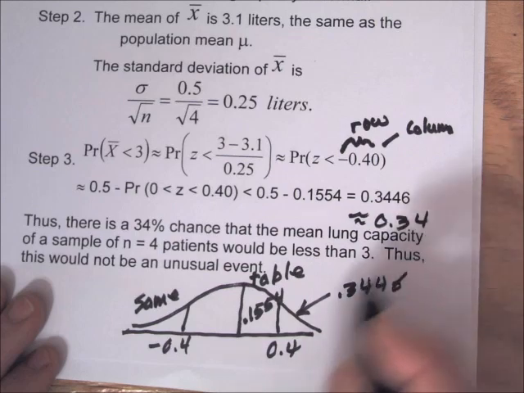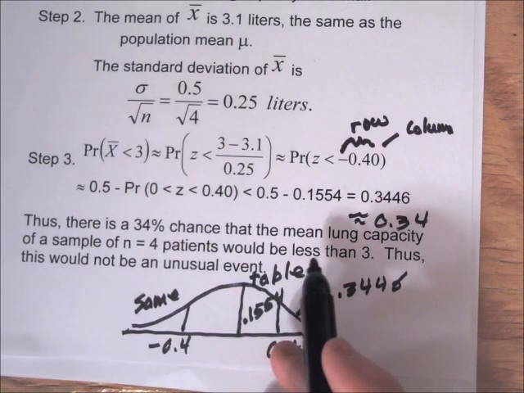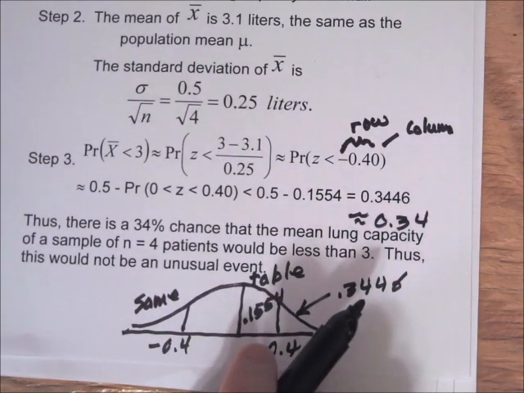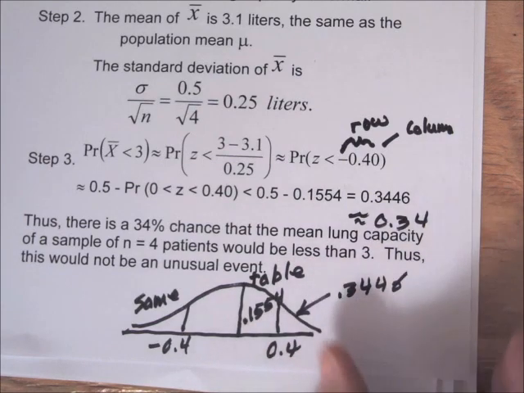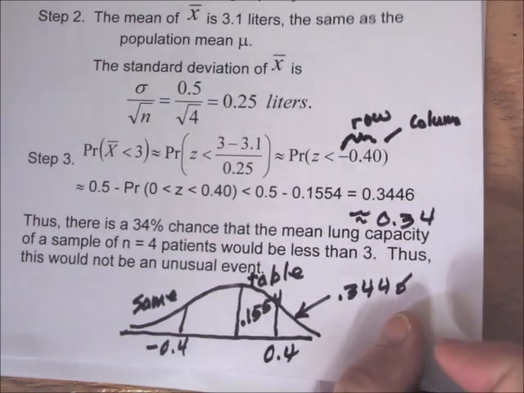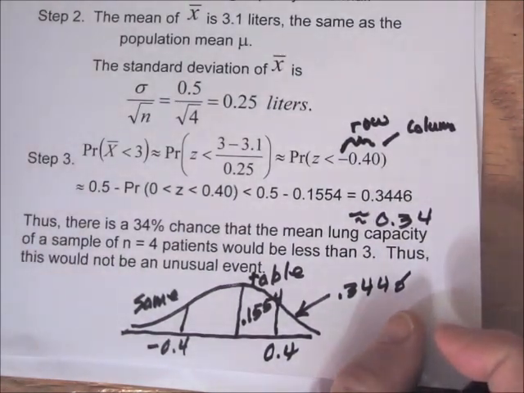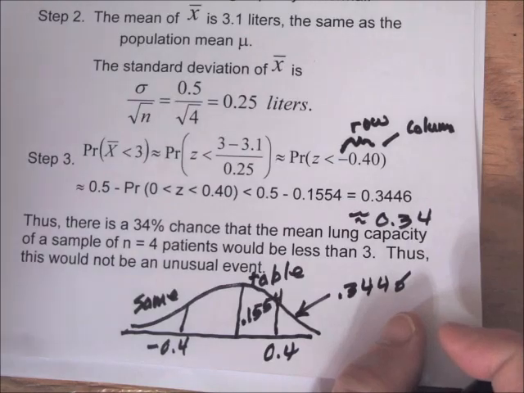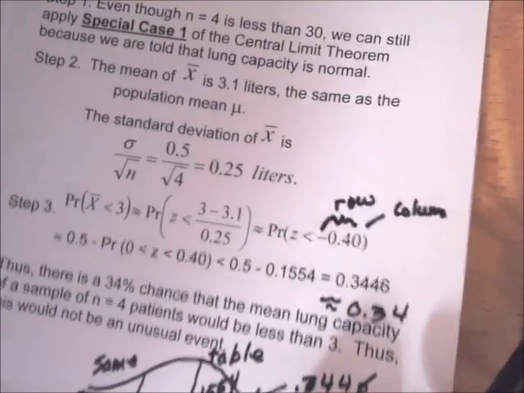So that means there's a 34% chance that the mean lung capacity of a sample of 4 patients would be less than 3. And this would not be an unusual event. It would be unusual for the mean of a sample of 1,000 to be less than 3. That was very unusual, but the mean of a sample of 4 being less than 3, not so unusual.